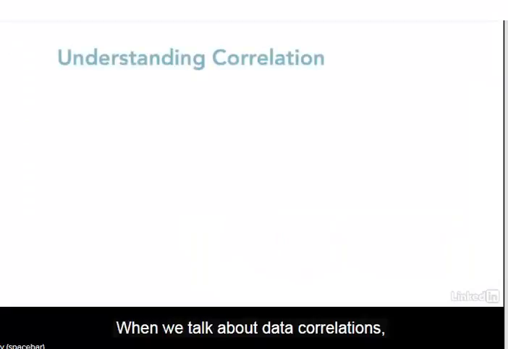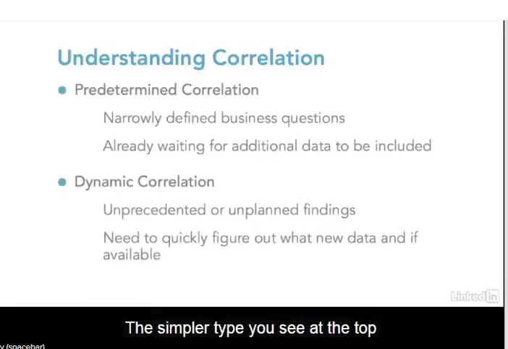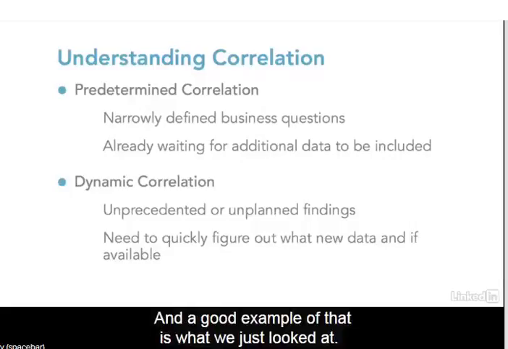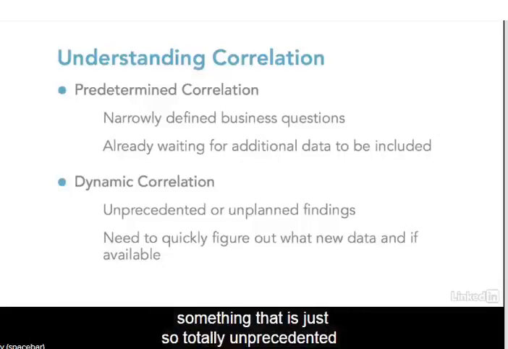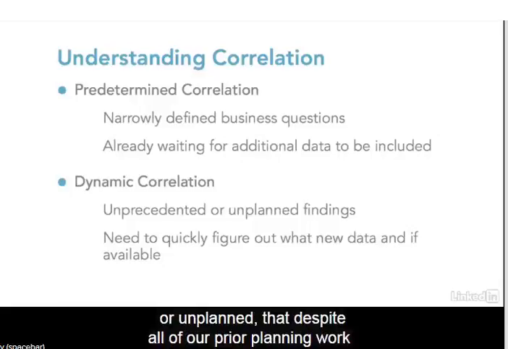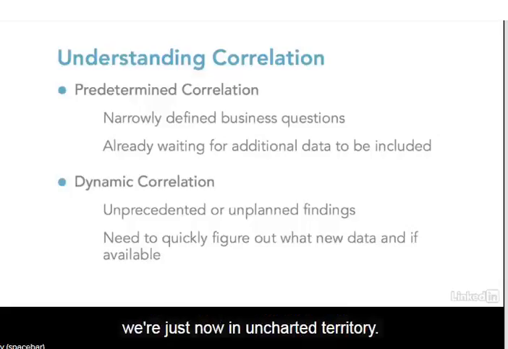When we talk about data correlations, our prescriptive analytic workflows actually need to accommodate two different types of correlations. The simpler type you see at the top is when we already know what additional data we're going to need to bring in as part of our predefined workflow, and a good example of that is what we just looked at. In other cases, though, our analytical models may indicate something that is just so totally unprecedented or unplanned that despite all of our prior planning work and involvement from the subject matter experts, we're just now in uncharted territory.